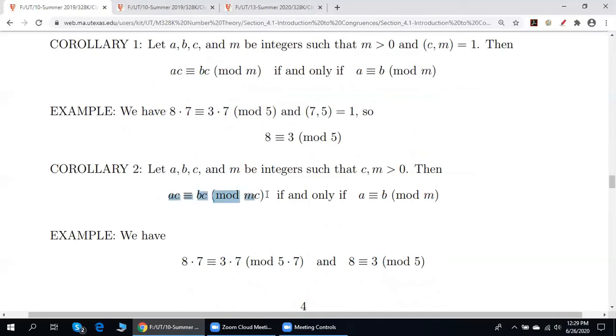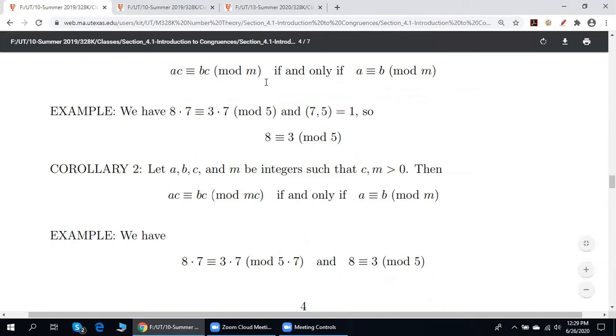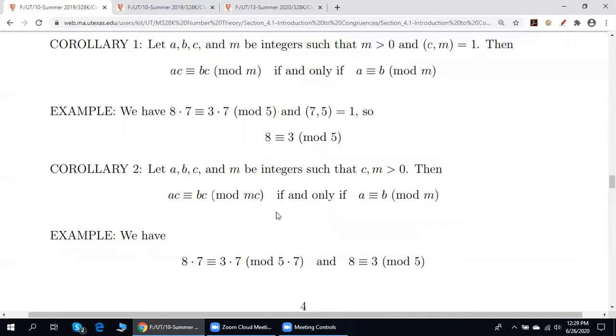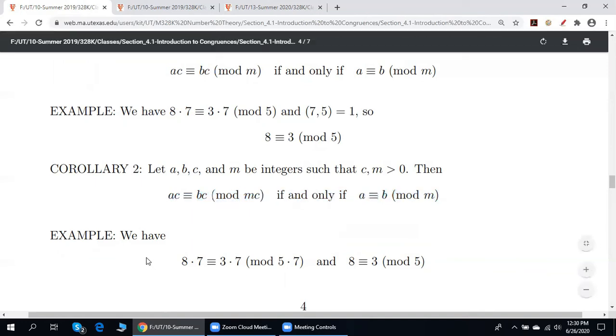Now compare this and this. Over here we have M. Over here we have MC. Now we can safely cancel out C. But we have to cancel out C here, here, and here. Done. Moreover, this is an if and only if statement. So these are cancellation laws.